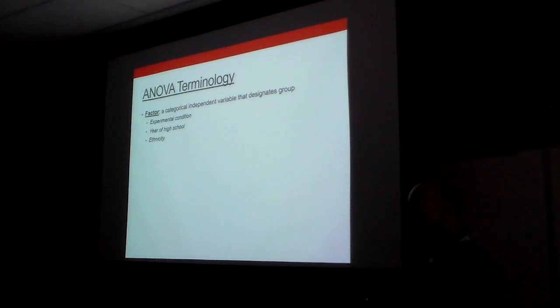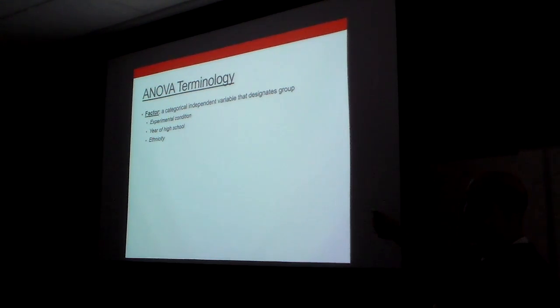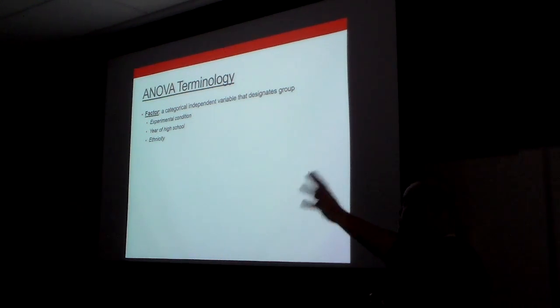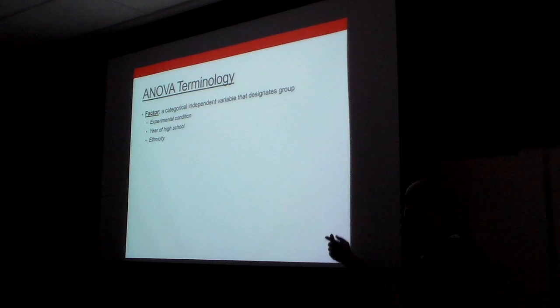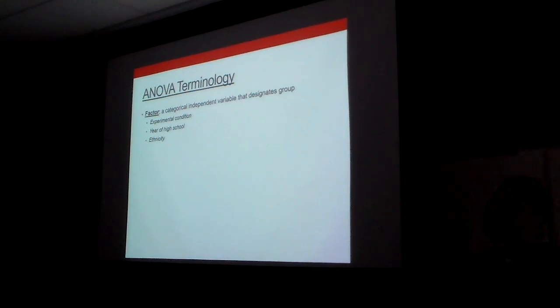All right. So, ANOVA terminology. We talk about the different words we use. It's sort of taking the same construct and just giving it a different name, pretending we have something different. But if we're talking about ANOVA stuff, if we're talking about our factor, this is our categorical IV, right? Our categorical independent variable that's separating the groups, right? So we could say we're talking about experimental condition. We've got experimental condition 1, experimental condition 2, experimental condition 3. We could say year of high school, right? We've got freshmen, sophomores, juniors, seniors.